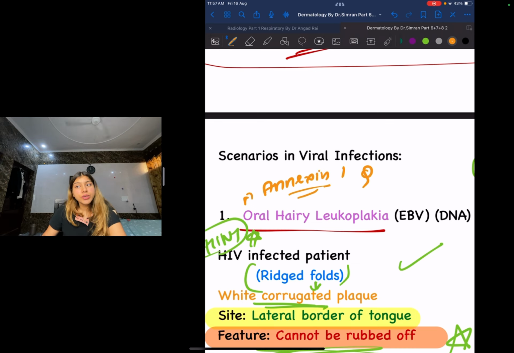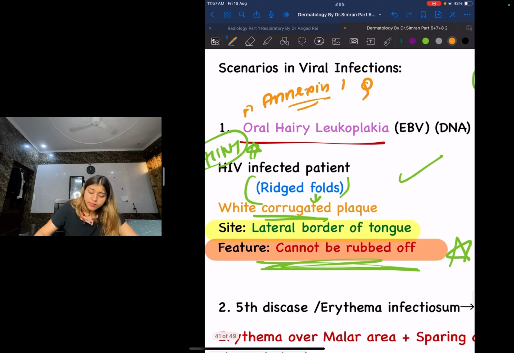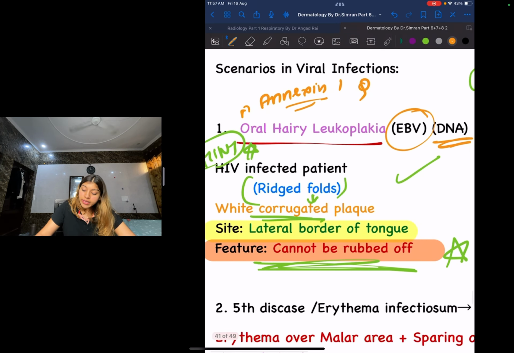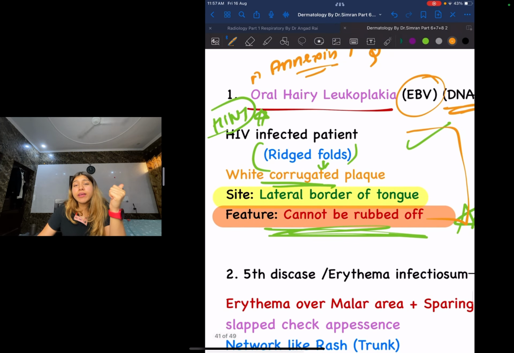This is also important. Okay, and this is caused because of Epstein-Barr virus, and again it is a DNA virus. So again, these are all the hints that you will see in the question. HIV infected patient, lateral side of the tongue is involved, cannot be rubbed off, oral hairy leukoplakia.